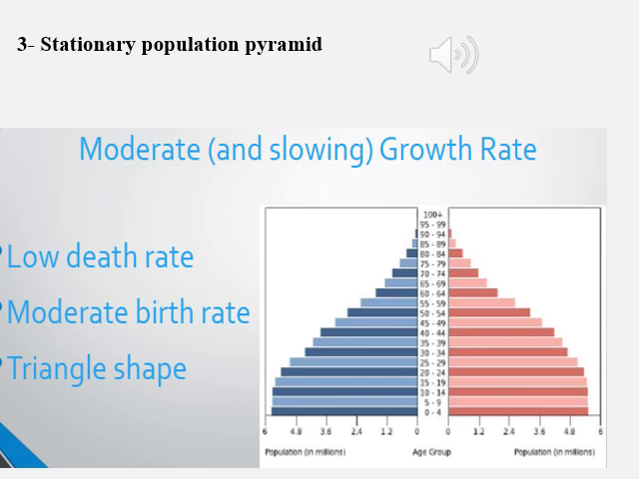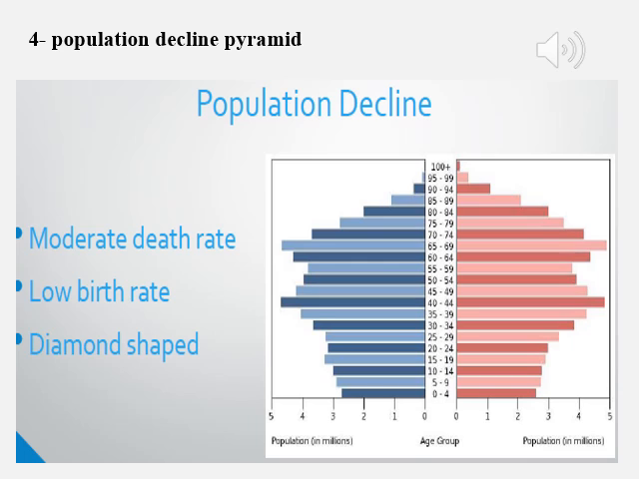Stationary population pyramid is characterized by moderate birth rate, low death rate, triangle shape, and the growth of the population is slow or stationary. Declining pyramid or population decline pyramid is characterized by low birth rate and moderate death rate. It is diamond shaped, so the rate of natural increase becomes negative and the population begins to decline.